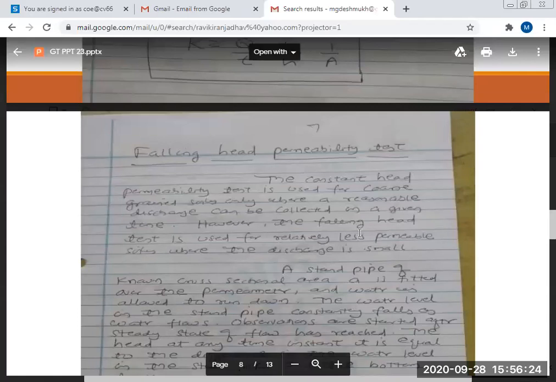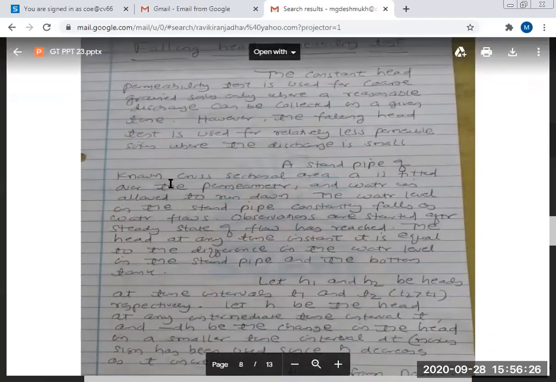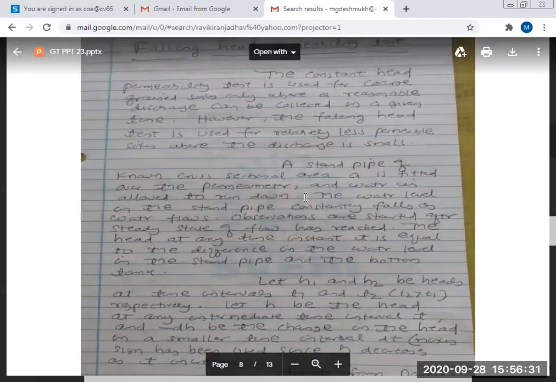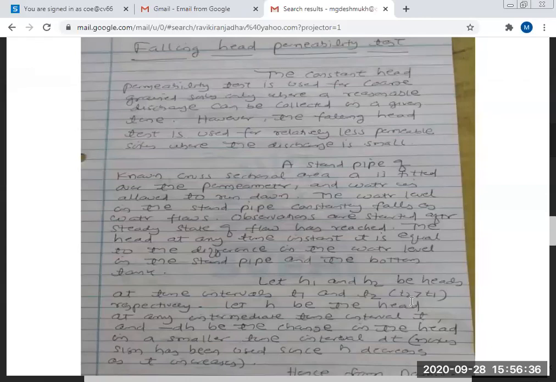Okay. So now what is next? A standpipe of known cross sectional area a is fitted over the permeameter and water is allowed to run down. A standpipe means a small pipe is taken, its area is taken as small a, whereas the soil specimen is kept, its area is taken as capital A. Permeameter means where the soil specimen and all these things have been set up. And water is allowed to run down.